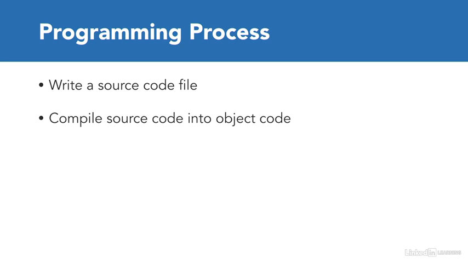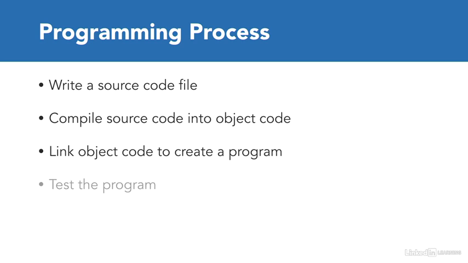The programming process works like this. You use a programming language to write a source code file. This is a plain text document containing programming language instructions. The instructions are compiled, which translates them into something called object code. The object code is linked with other files, programming libraries, and perhaps other object code files to build the final program. The final step is to test the results. This is the big picture.